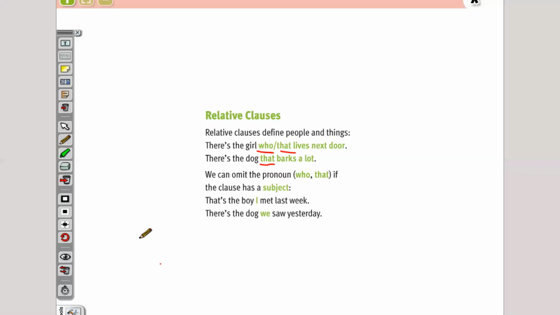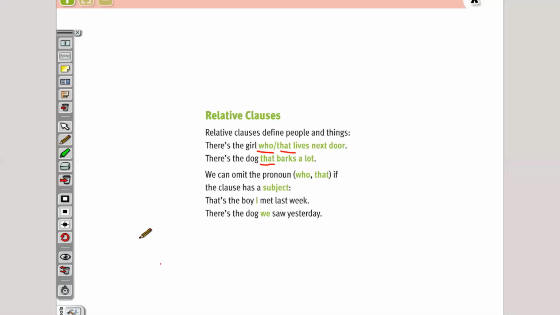And sometimes we can omit who or that. We can not use them, but not every time. When? If the clause has a subject, we can use it without who or that. For example, that's the boy I met last week. There is the dog we saw yesterday.